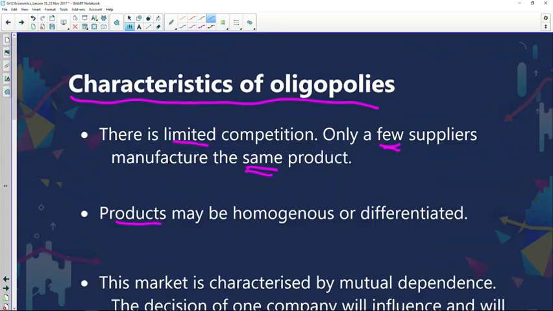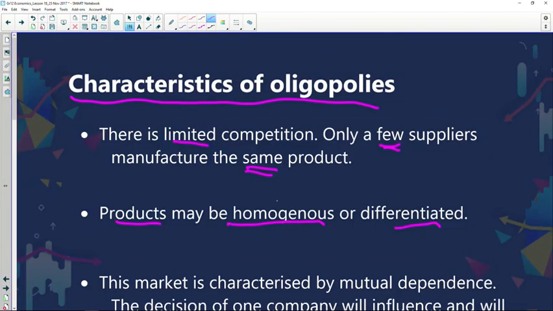Products may be homogeneous or they could be differentiated. So there could be a product that they say is advanced and only for fast cars, or this one is for buses and trains. They can be differentiated, but in most cases they do sell homogeneous products, which means the same product, as I've mentioned earlier on. So just do be aware of that.